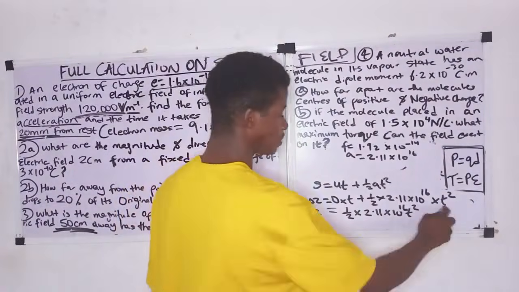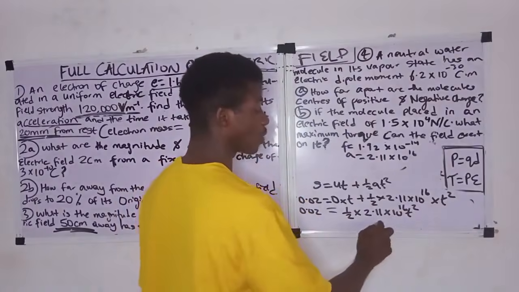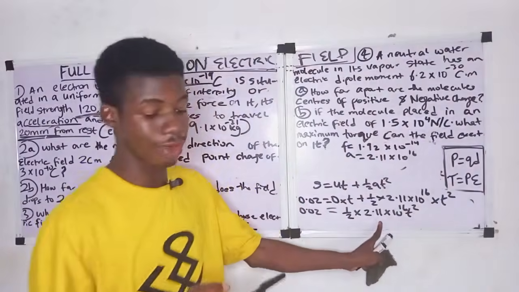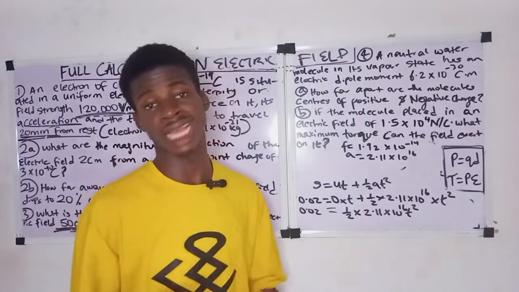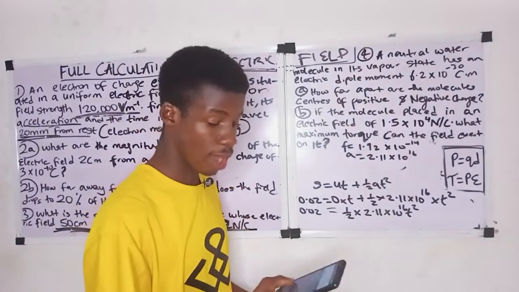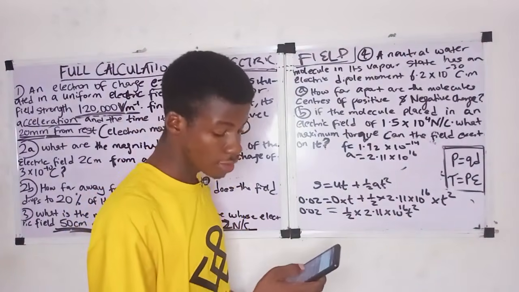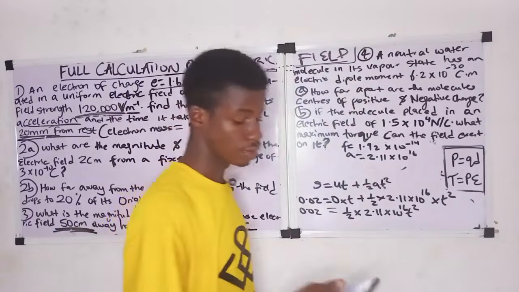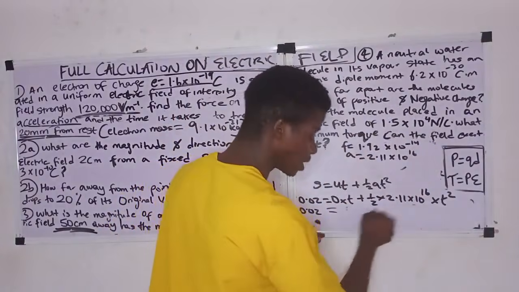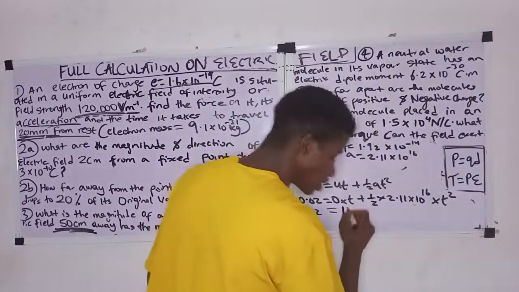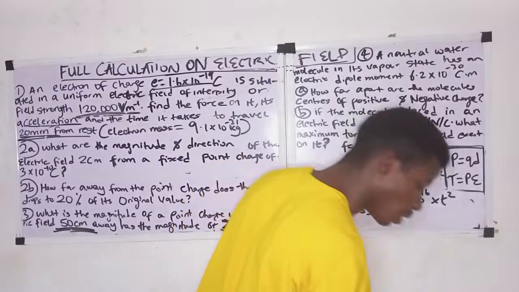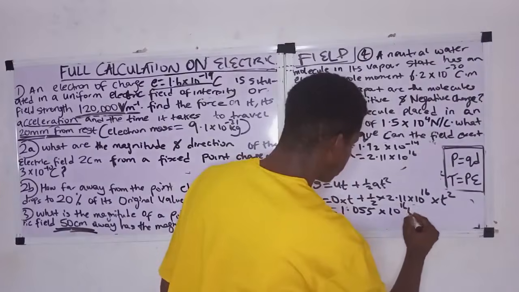So t squared multiplied by this gives us 2.11 times 10 to the power 16 t squared. Now half times 2.11 times 10 to the power 16. Half is still 0.5, so you can say 0.5 times 2.11 times 10 raised to the power of 16. What we got here is 1.055 times 10 raised to power 16 t squared.